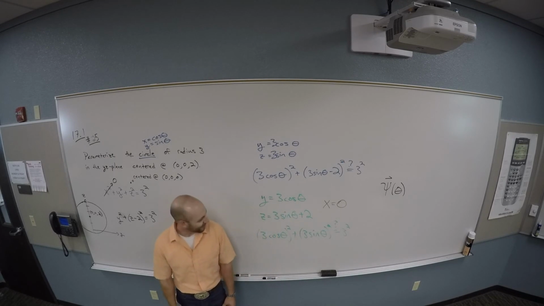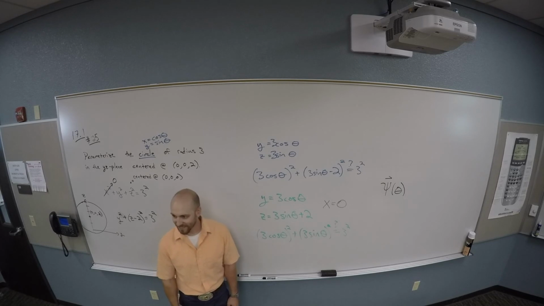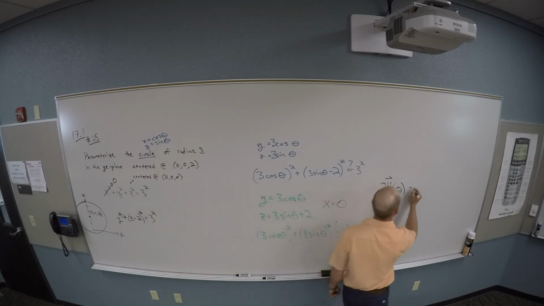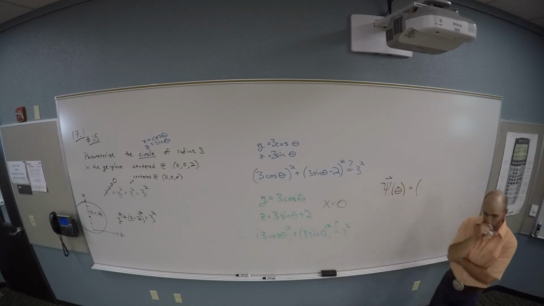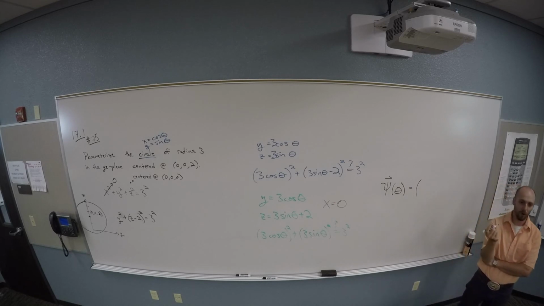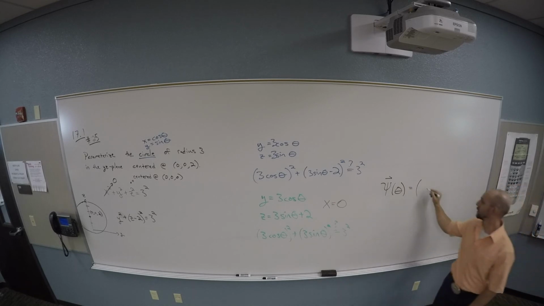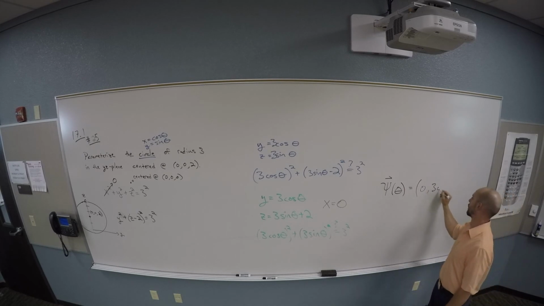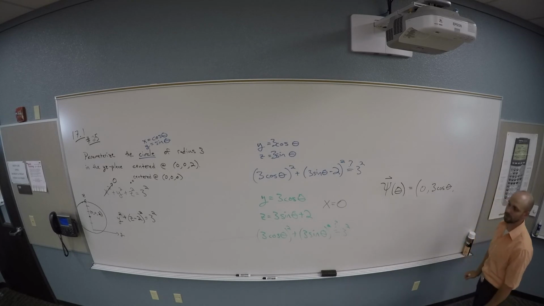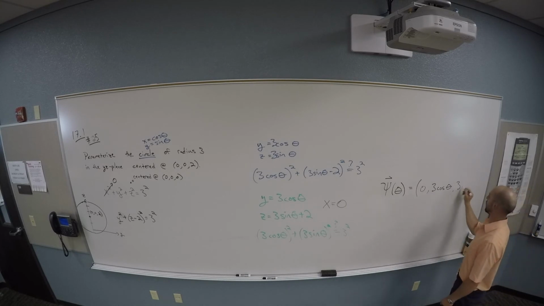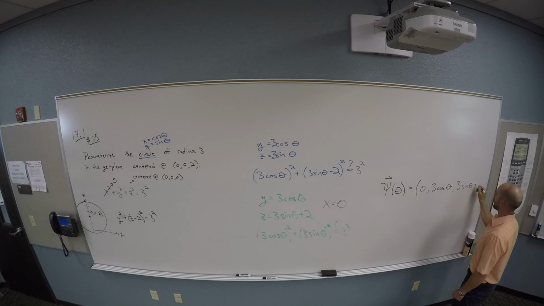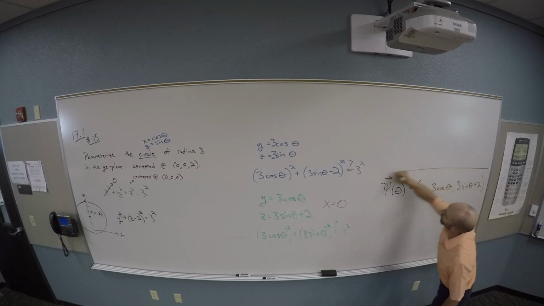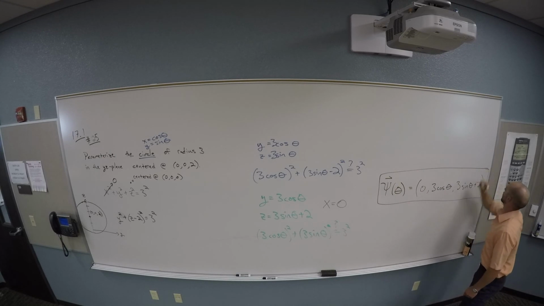So we got psi of theta is what? What's your x component? 0. What's your y component? 3 cosine of theta. And your z component is 3 sine theta plus 2. Okay?